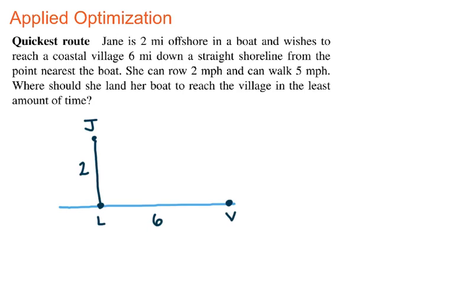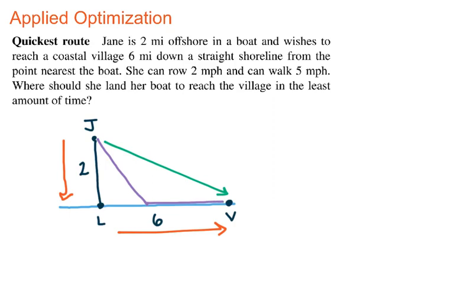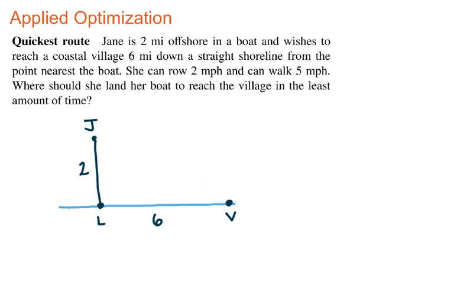So, Jane has a couple of options. Her first option would be to row straight to shore, disembark her boat, and then walk 6 miles to the village. Okay? Her other option would be to row straight to the village. And then a third option would be to row her boat, land somewhere on the shore, and continue to the village. So what we're going to determine here is where should she land so that she can get there as fast as possible.